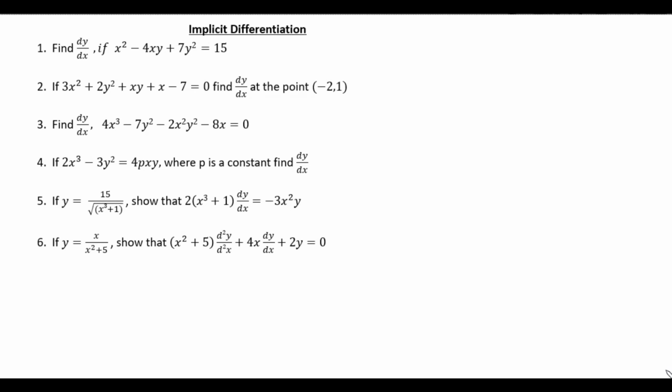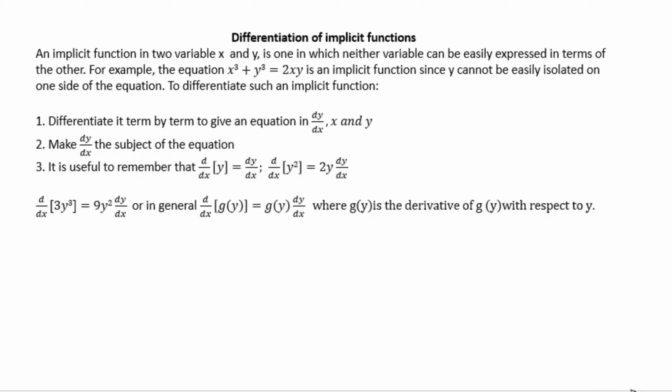So let's talk about the principles first before we start solving these questions. So let's talk about differentiation of implicit function. It's another method of differentiation. An implicit function in two variables x and y is one in which neither variable can be easily expressed in terms of the other. For example, we have x cubed plus y cubed equals 2x squared. This is an implicit function.